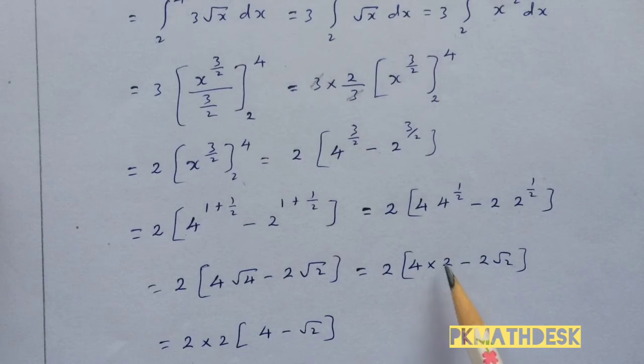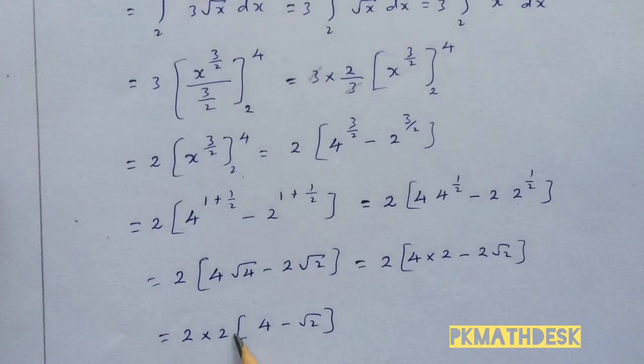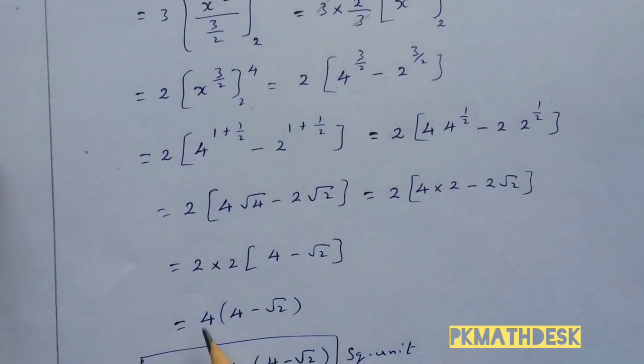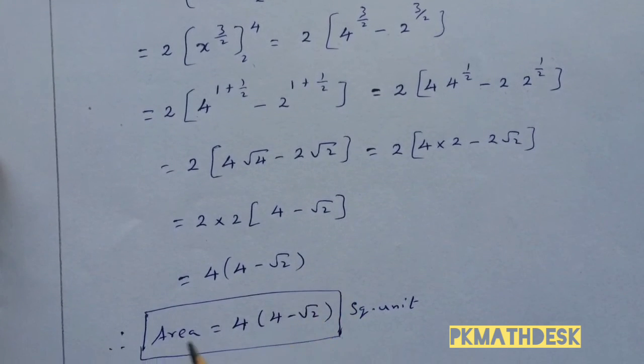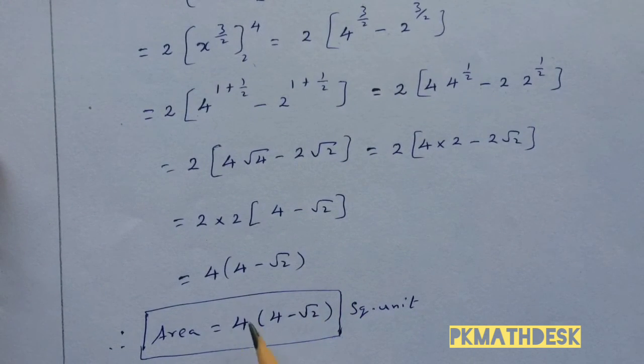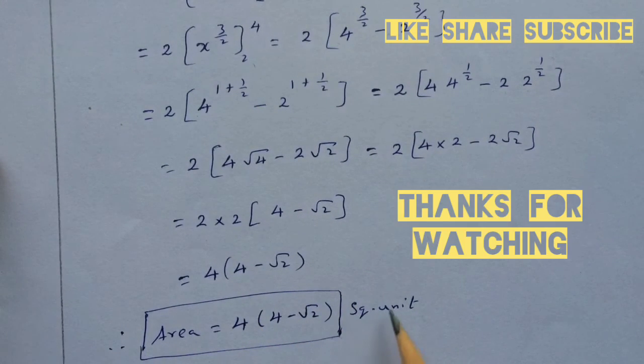The common value is 2. Take it outside. 2 into 2 equals 2 into 2 into 4 minus root 2. That is equal to 4 into 4 minus root 2. Therefore, area equals 4 into 4 minus root 2 square unit. This is the result of question number 2.